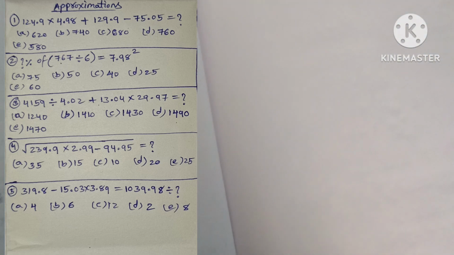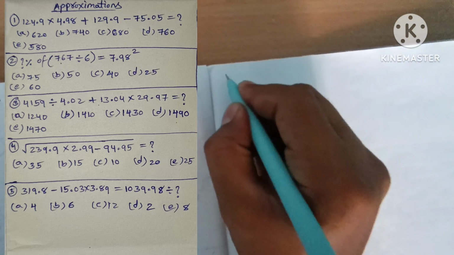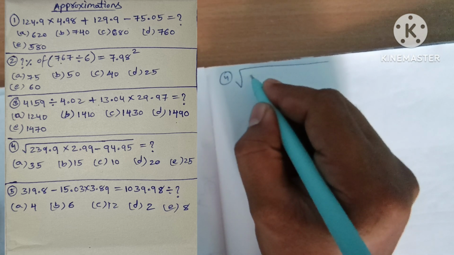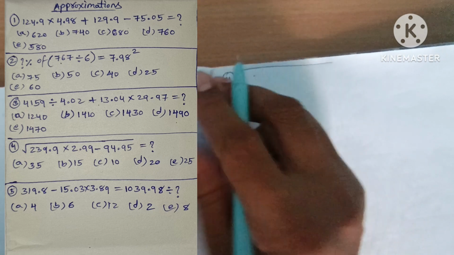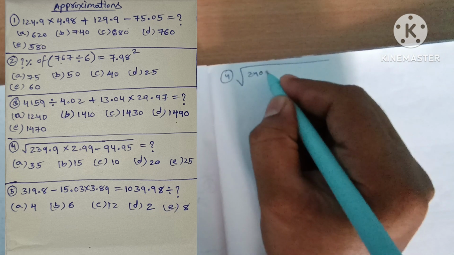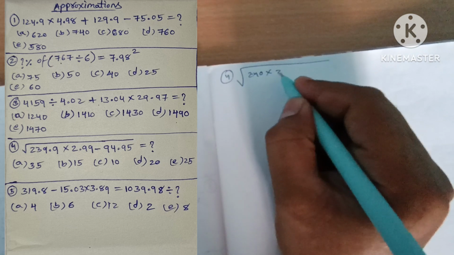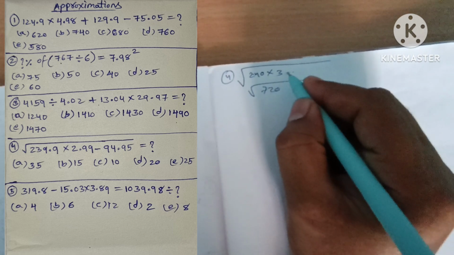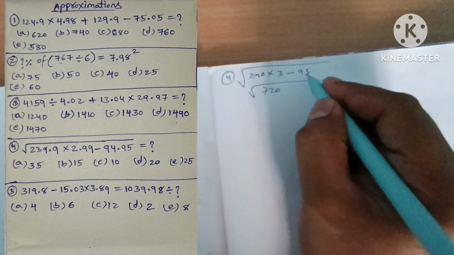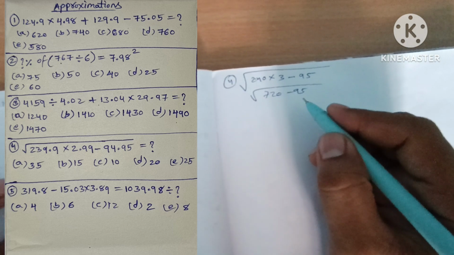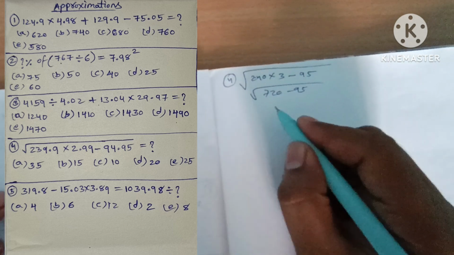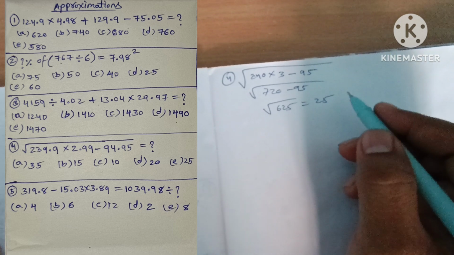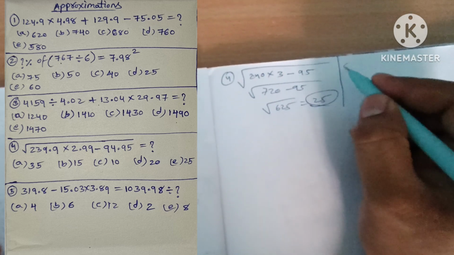Now we are going to do approximation, fourth question. Square root of 239.9 means 240 into 2.99 means 3. This is 720. Root over 720 minus 94.95 means 95 minus 95, which is root over 625, which is 25. This is our answer.